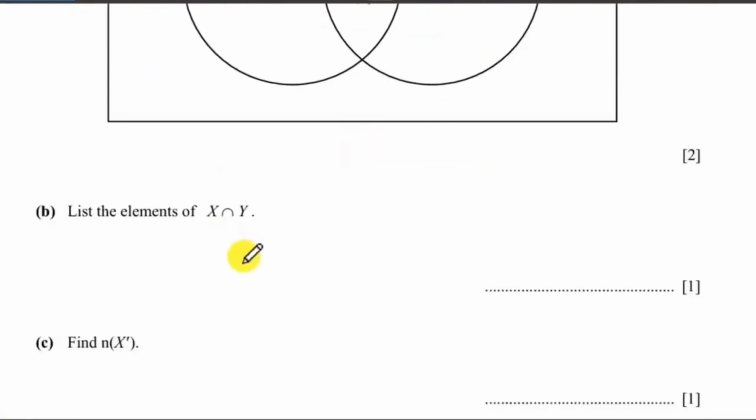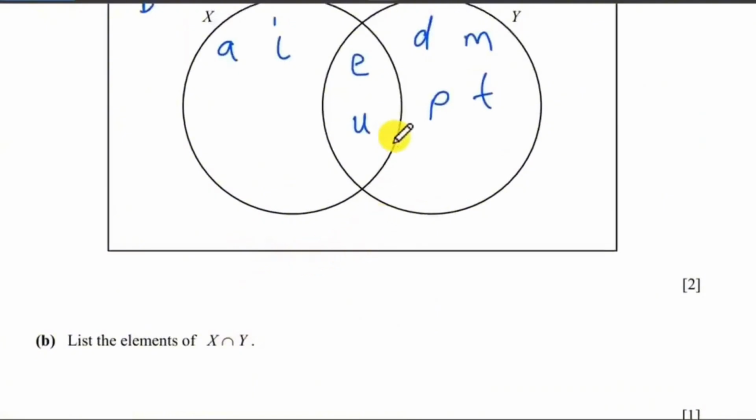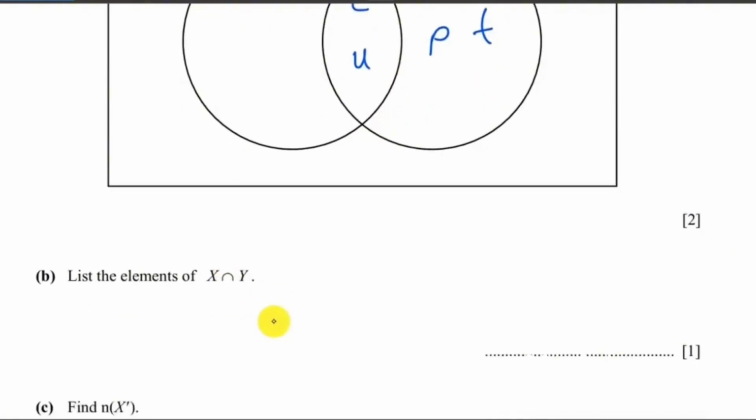Part B, list the elements of x intersection y. So we need to list the elements, or write down the elements. So the elements are e and u. So that's why it's only one mark, e, u.